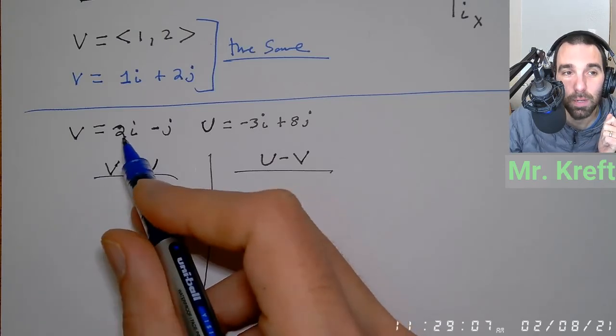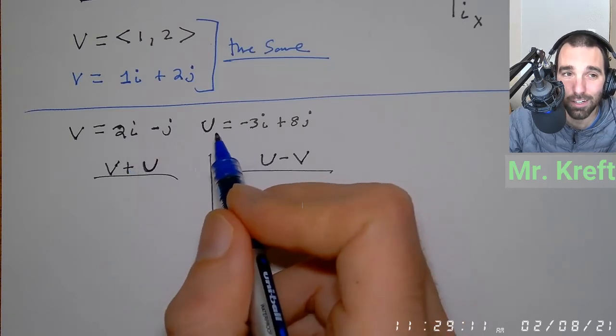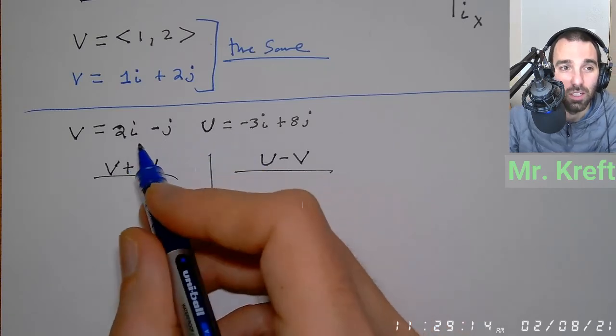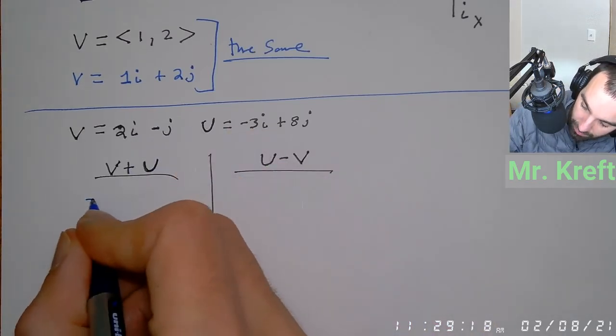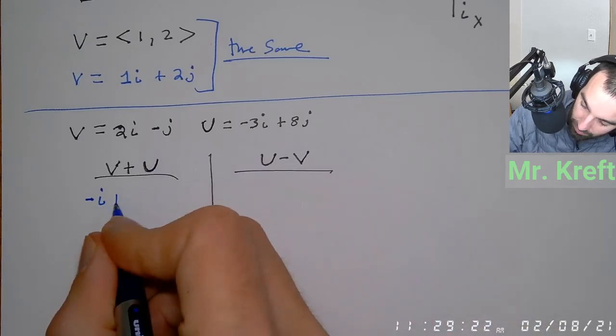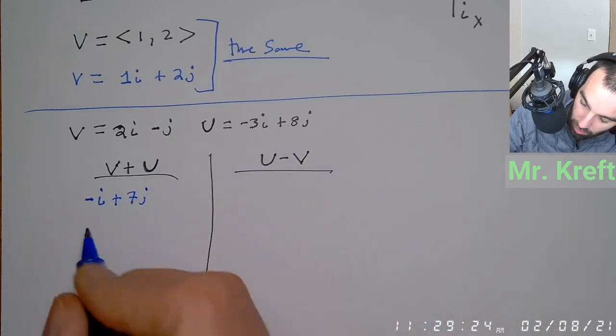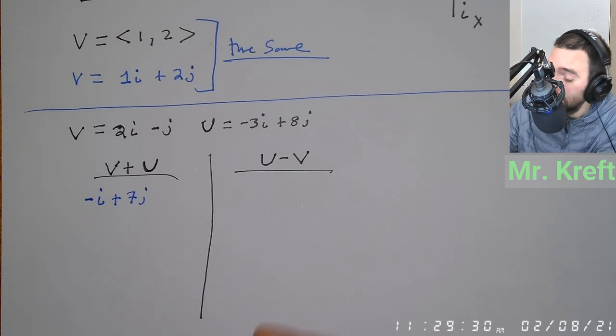So remember, when you add them, you combine like terms, right? And it's actually a little bit easier because this is a lot more like algebra. If they look alike, you combine them. So here I'm going to have 2 plus negative 3, so I'm going to have negative I, and then negative j plus 8 is 7j, right? So it's almost easier. I mean, I think it's easier. That's why I'm teaching it to you, and that's why the book uses it too.